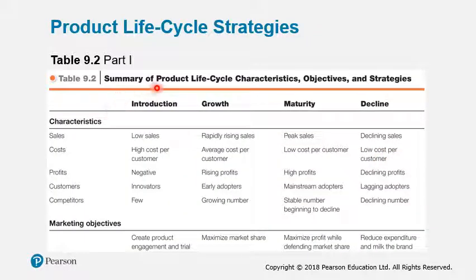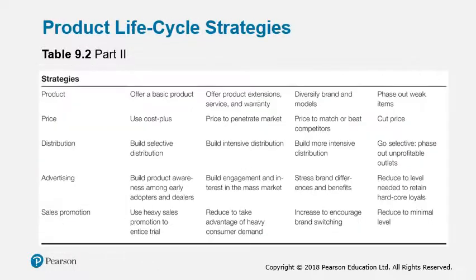So this is a summary of product lifecycle characteristics, objectives, and strategies, which I think is very useful for you to have an overall understanding of your product lifecycle. So please read through what happened, and these are the things that are different. What are the differences between each stage and its characteristics? This is the second part of it.